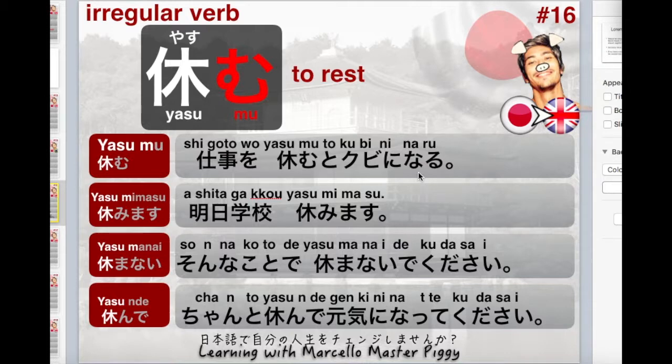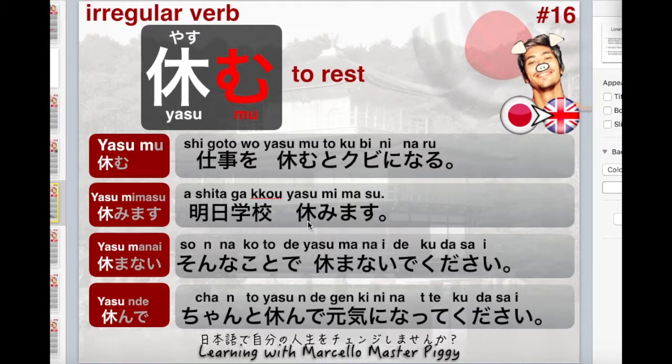Okay, so don't do it. It's like an advice. If you put a yo at the end of naru, it's an advice. Shigoto o yasumu to kubi ni naru yo. It's like soft. Okay, well, let's have a look at our masu form, which basically is our polite version of yasumu.